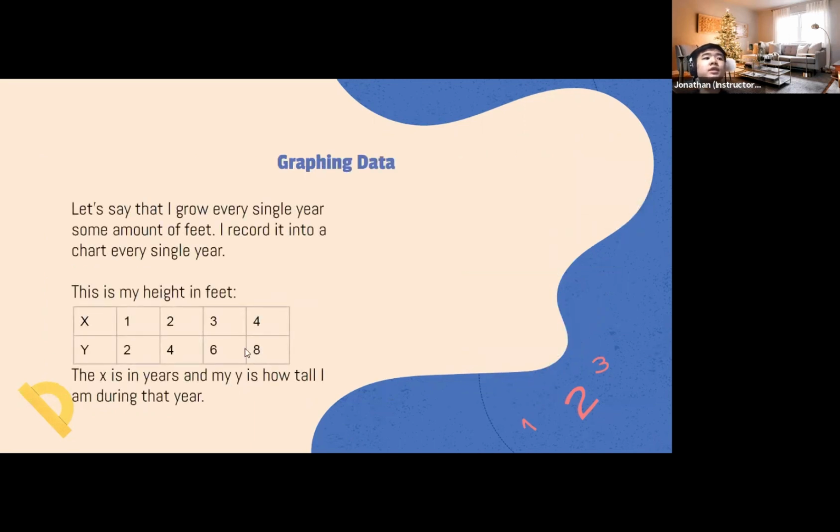Okay, so let's say each year I grow some amount of feet and I record my height every single year. So this is my height in feet. The first year I grow 2 feet. Second year I grow 4. Third year I grow 6. Fourth year I grow 8. If x is the years and y is how tall I am during that year, how can I graph it?